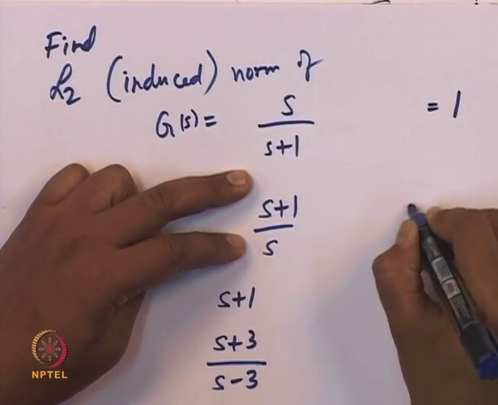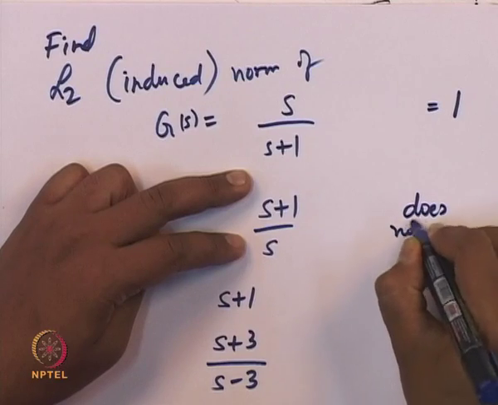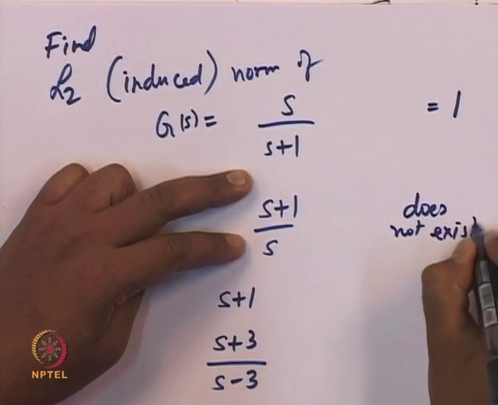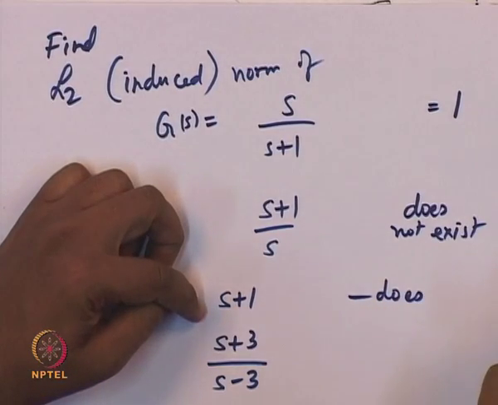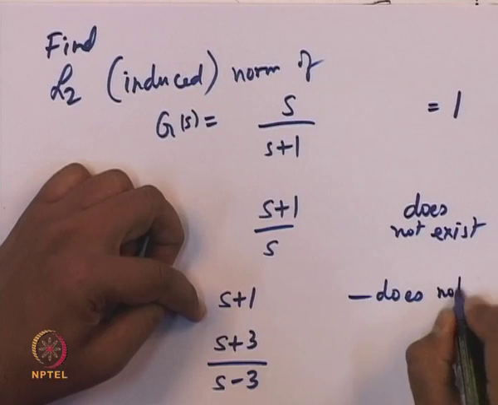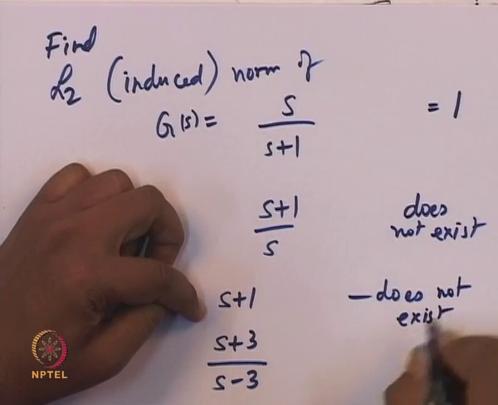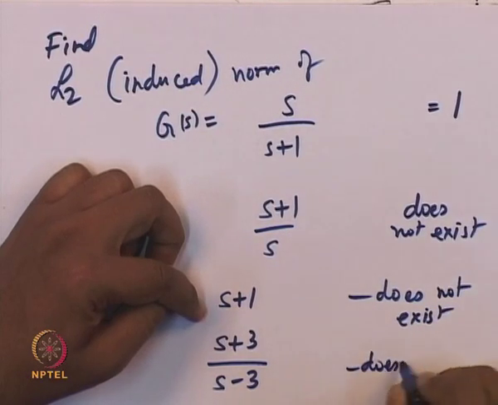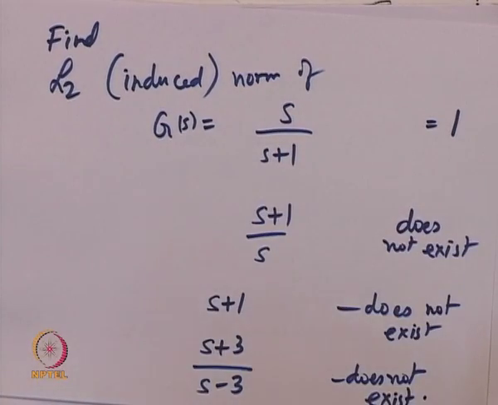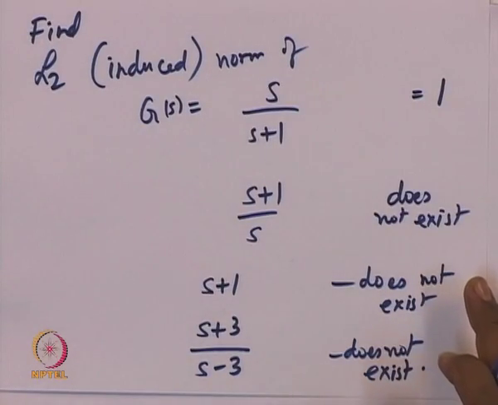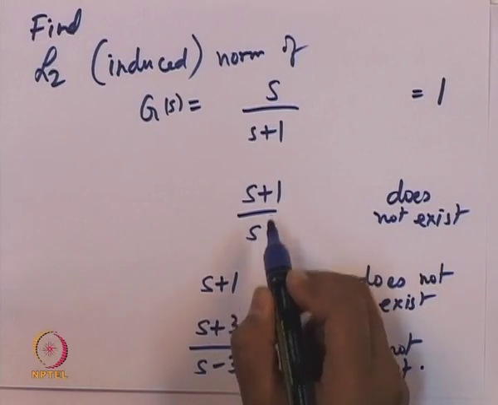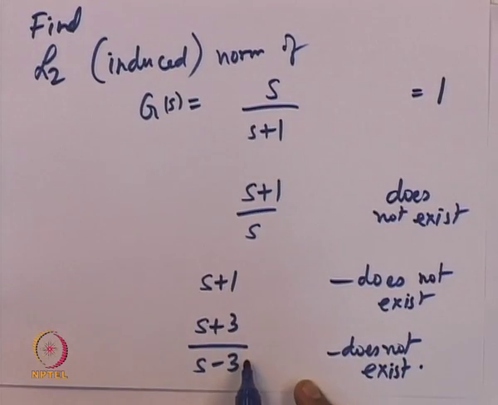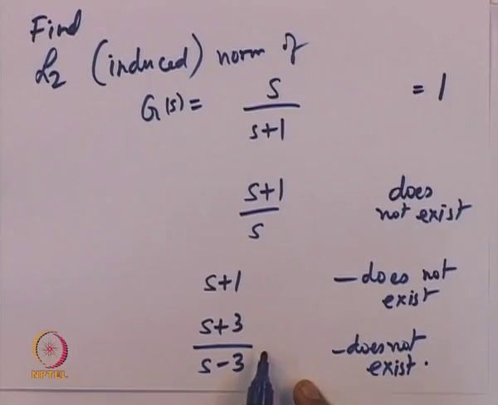This does not exist. Here also it does not exist. Please take your time to find out why they do not exist. These all three don't exist. This is because there is a pole on the imaginary axis. This is because it is improper. Here because there is a pole in the right half complex plane.